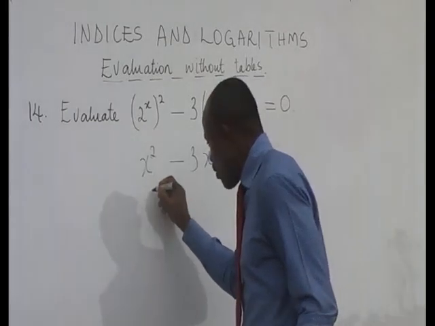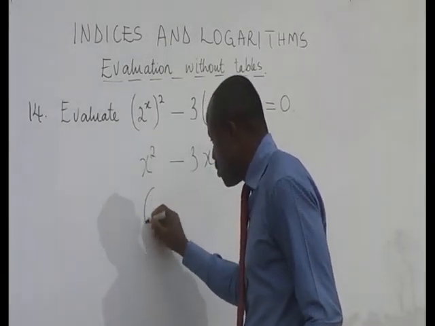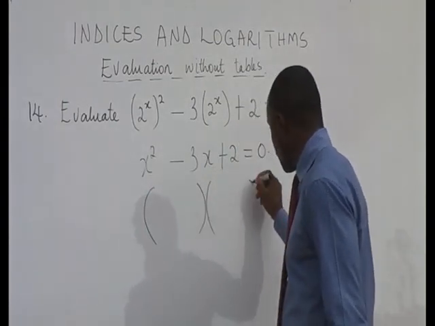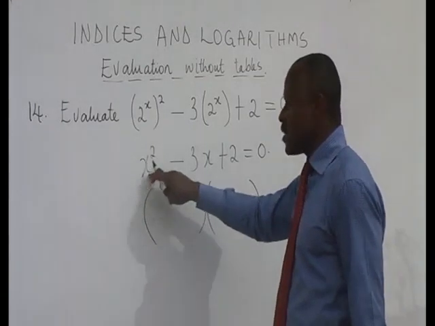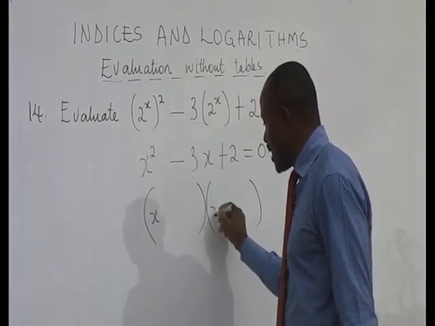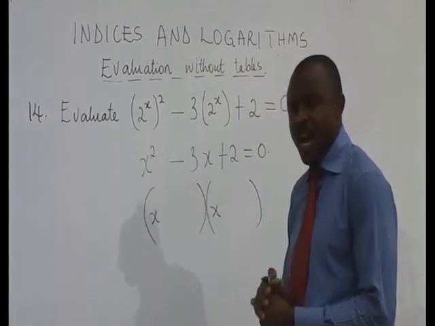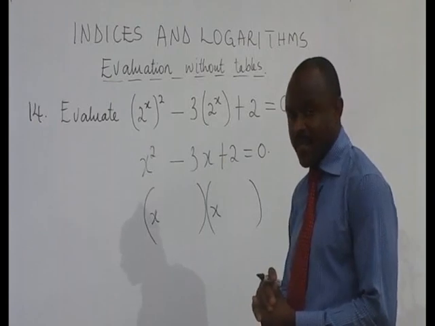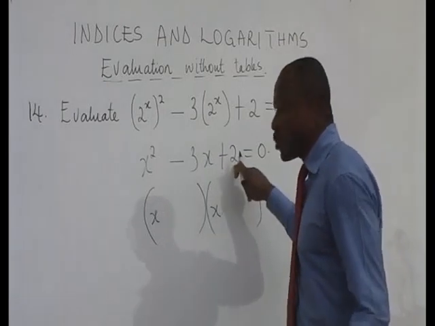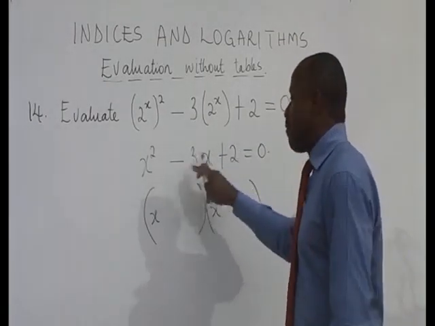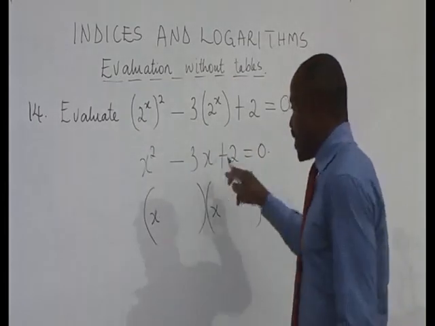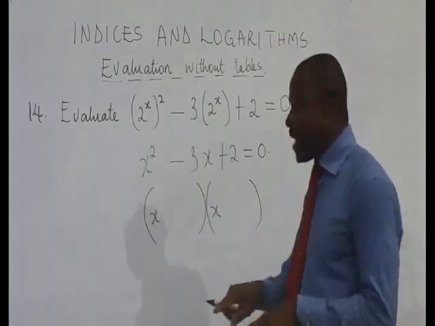In factorizing a quadratic expression, first of all create 2 brackets in this form. x squared means x times x. Split the 2 x's that multiply themselves to get x squared into the beginning of the 2 brackets that you created. After that, find 2 numbers that have the product of 2 and sum of minus 3. 2 numbers that if you multiply them together you get plus 2, and if you add them together you get minus 3.